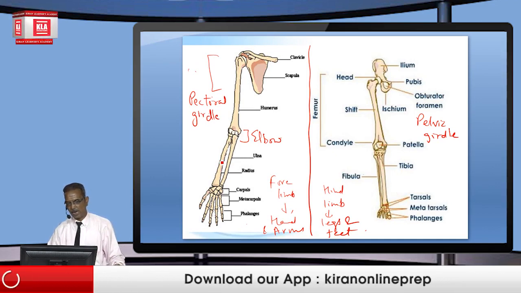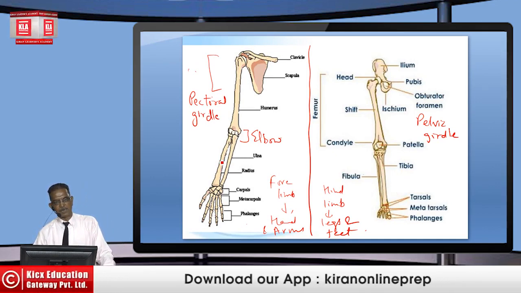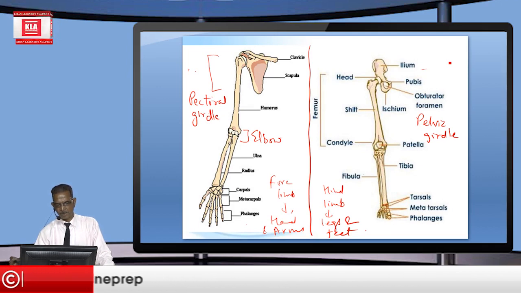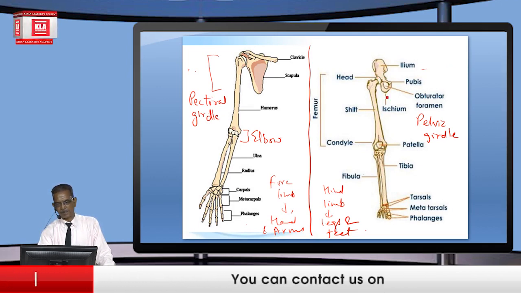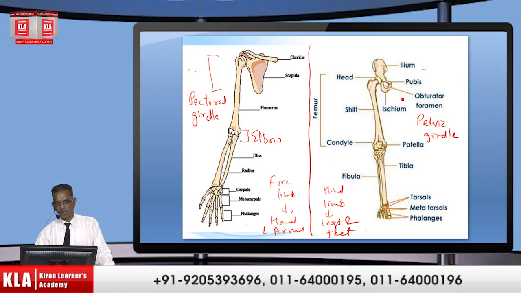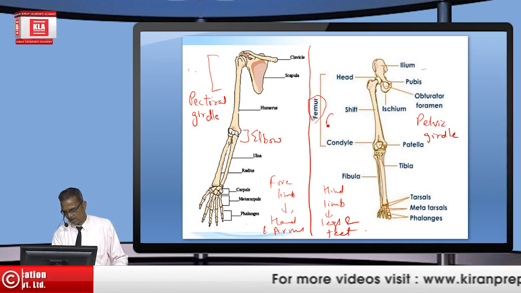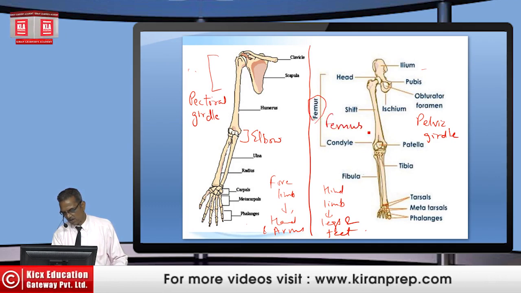Now, same in the leg region, we have the ilium, ischium and pubis making up the pelvic girdle, the hip girdle, which connects to the femur bone, the largest of the bones.